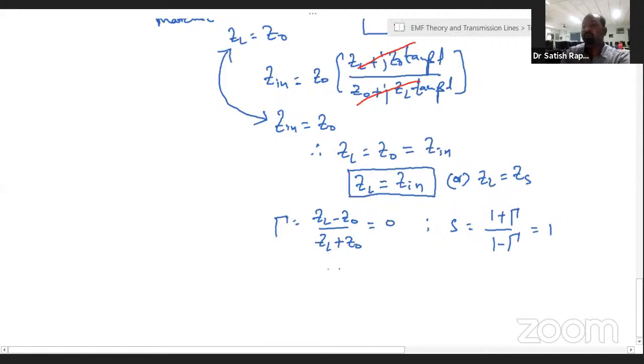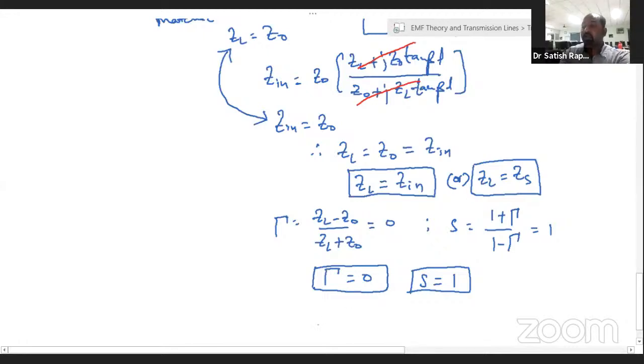So, very important, when ZL is equal to ZS, the reflection coefficient capital gamma is 0 and the standing wave ratio is 1. So it is a perfect transmission line, with no losses. Therefore, whenever the transmission line is matched, the reflection coefficient should be 0 and the voltage standing wave ratio is 1.